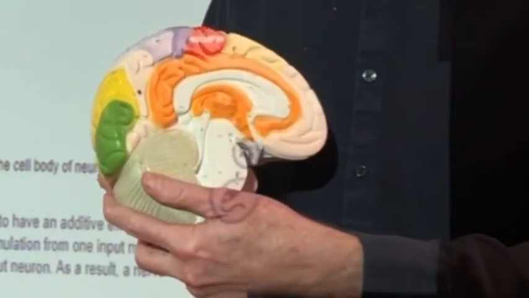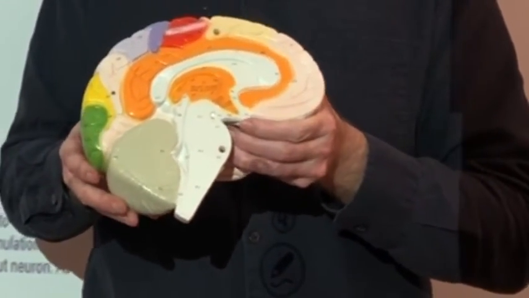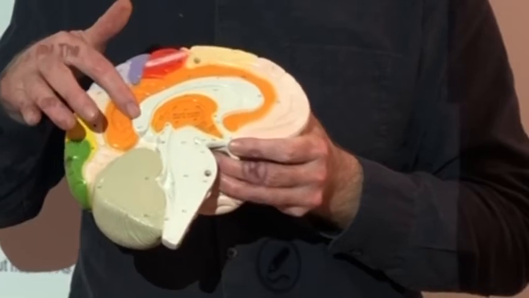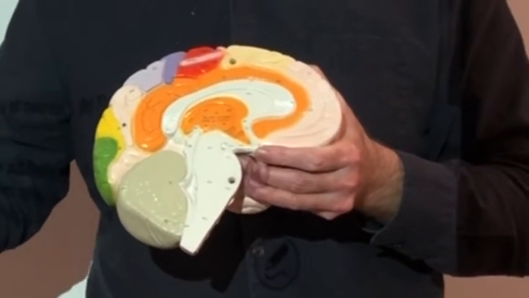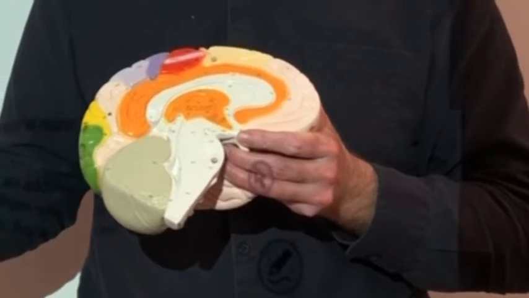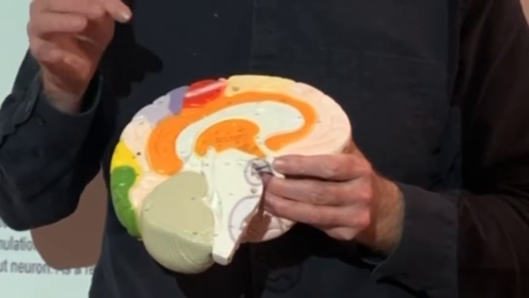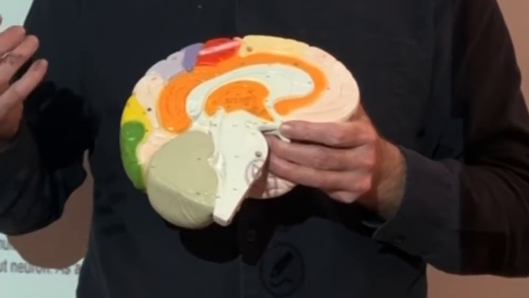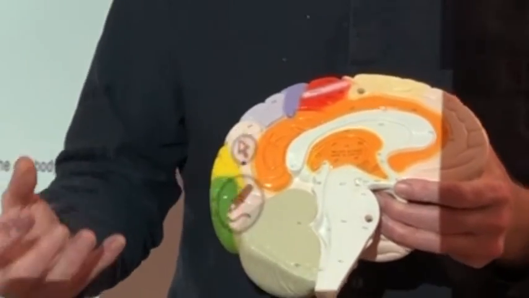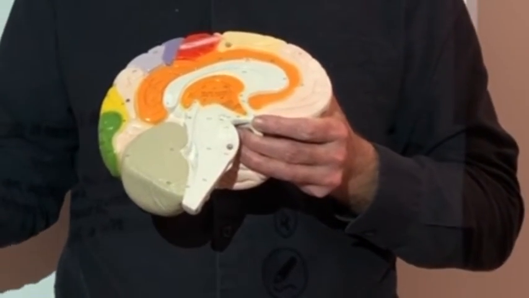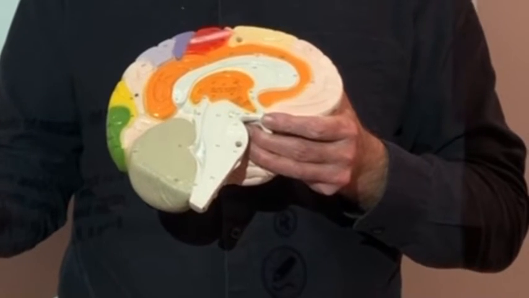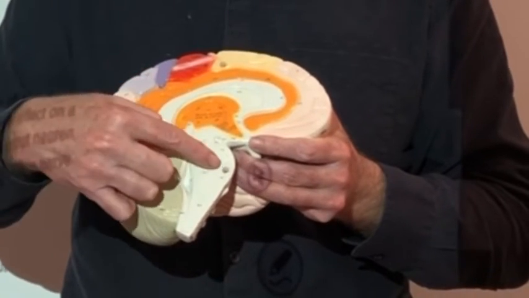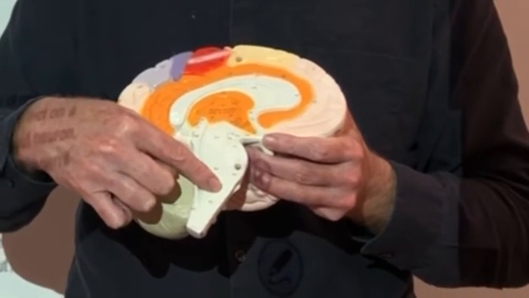Now we can look at another section. This would be a mid-sagittal section. And again, notice the corpus callosum, which allows communication between the left side of the brain and the right side of the brain. Notice this region here, the diencephalon. Then we've got the brainstem. Again, we can break down the diencephalon into the thalamus and hypothalamus. The limbic system is also another important part of that. The brainstem itself can be separated into three regions. We have the midbrain, the pons, and then we have the medulla oblongata.